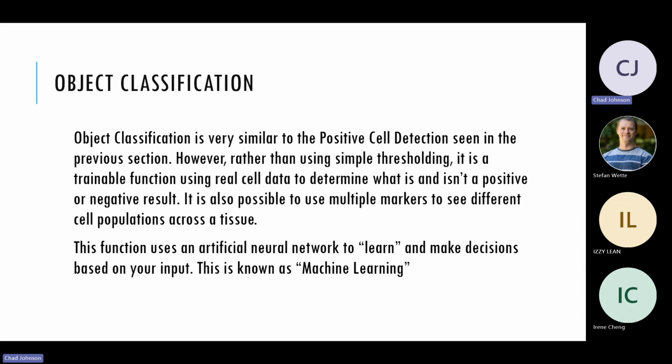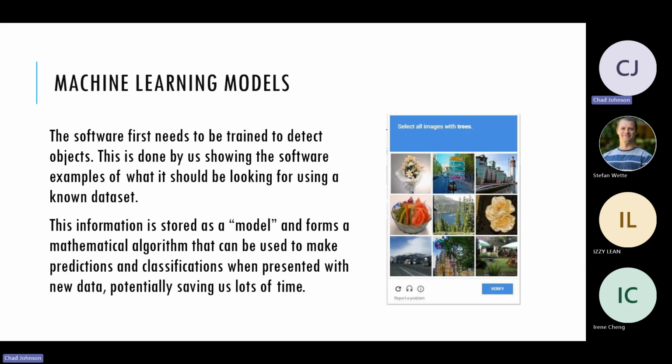So machine learning should be kept separate from artificial intelligence. There is no real intelligence here. It is literally using a mathematical model to determine what is and isn't. It doesn't think for itself, so it doesn't make its own decisions. It literally just does what you tell it to do.